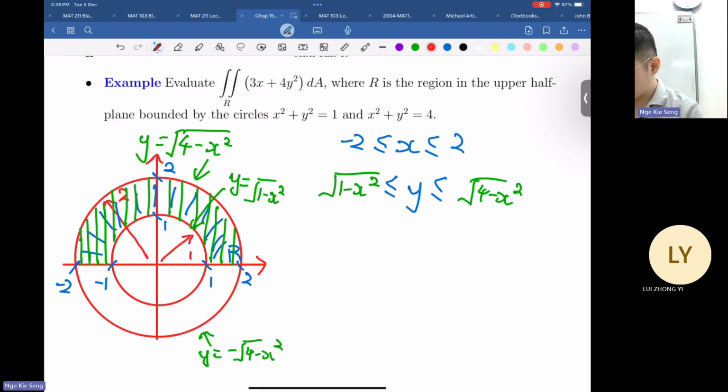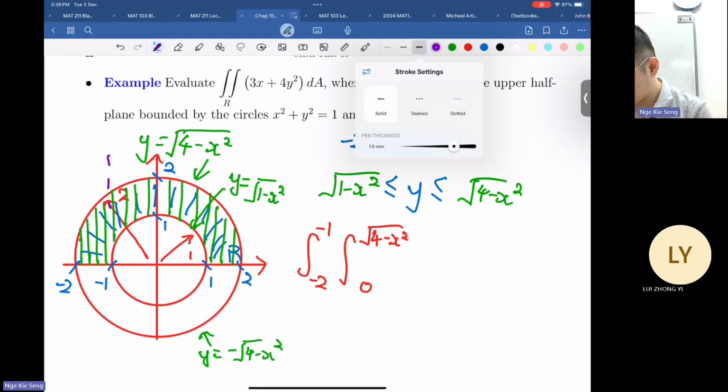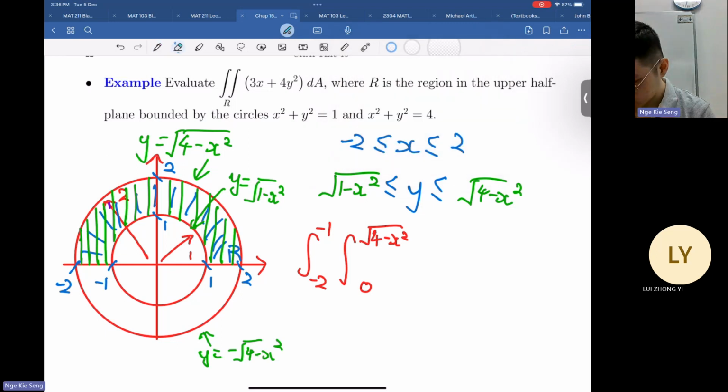So let me write down. When you do integration from -2 to -1, your y is bounded above by the square root of 4 minus x squared, bounded below by 0. Does it make sense or not? So I should cut like this for you. Let me cut it. I should cut like this. Let's do it.